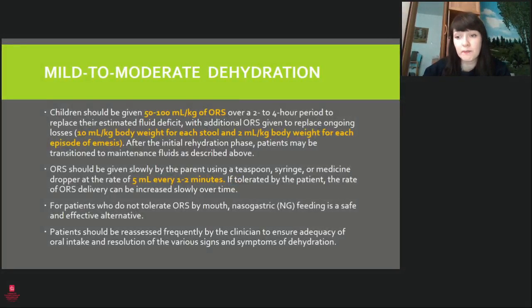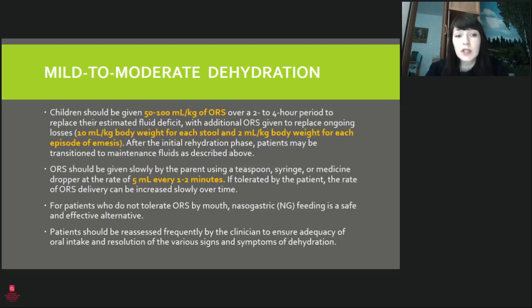Mild to moderate dehydration. Children should be given 50 to 100 milliliter per kilogram of oral rehydration over a 2 to 4 hour period to replace their estimated fluid deficit, with additional oral rehydration given to replace ongoing losses: 10 milliliter per kilogram body weight for each stool and 2 milliliter per kilogram body weight for each episode of emesis. After the initial rehydration phase, patients may be transitioned to maintenance fluids as described above.